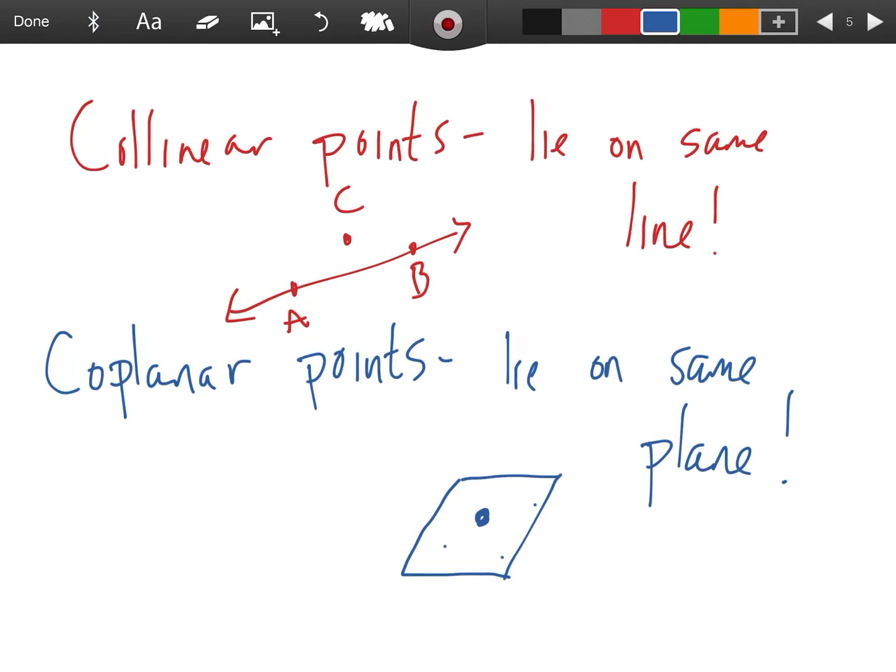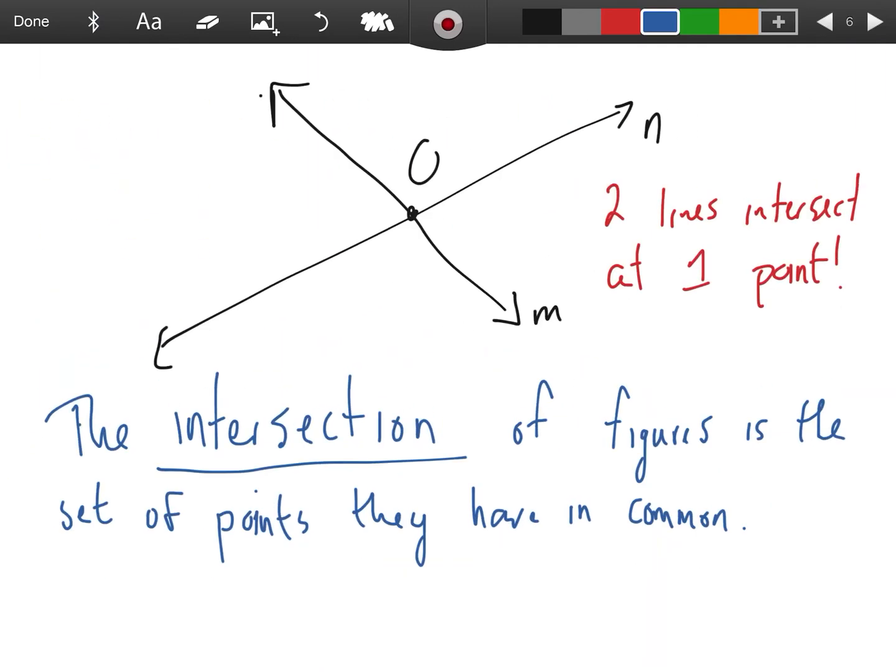Again, it's going to get a little bit tricky with planes. It's hard to kind of envision what they look like, but we'll talk more about it and how to picture it. Think of it as like a flat piece of paper that just goes on forever and ever. All right. And the last thing we're going to really talk about here is the intersection. Okay, an intersection of any figures is just the set of points that they have in common.